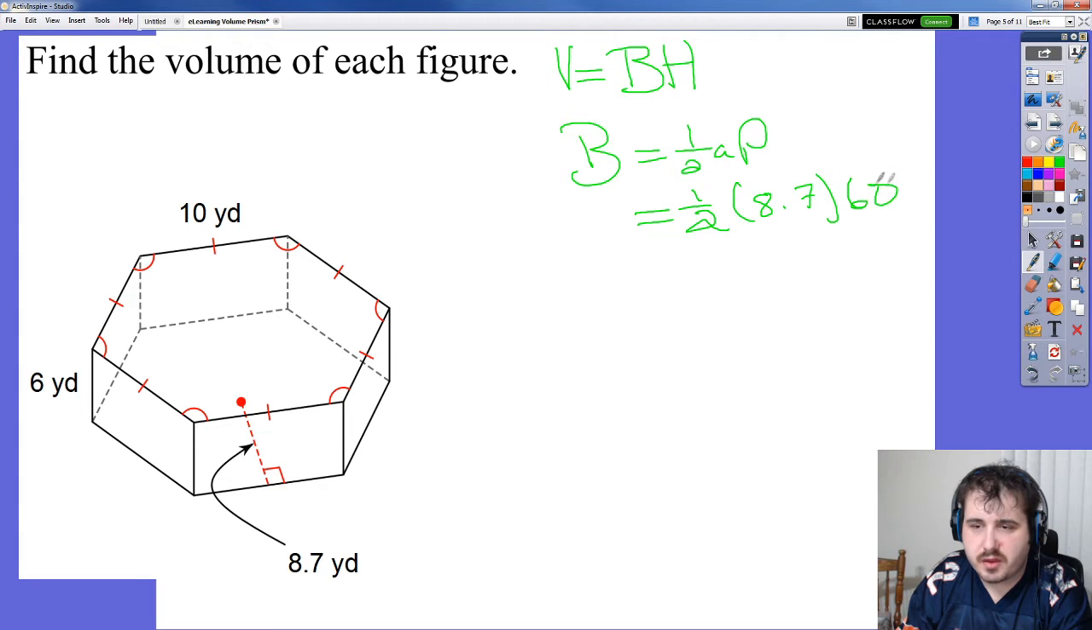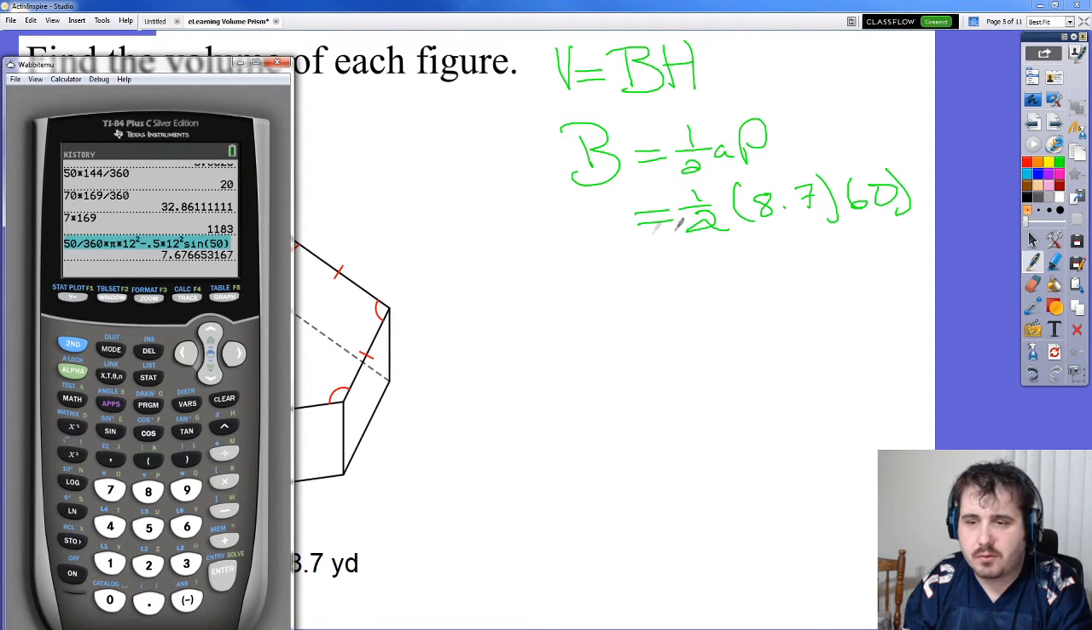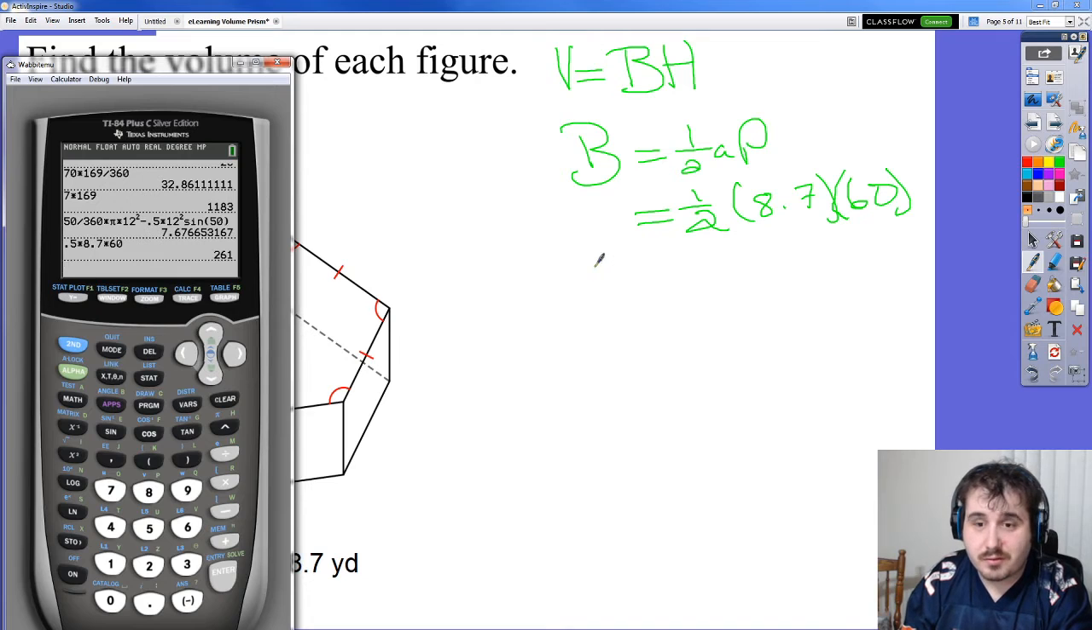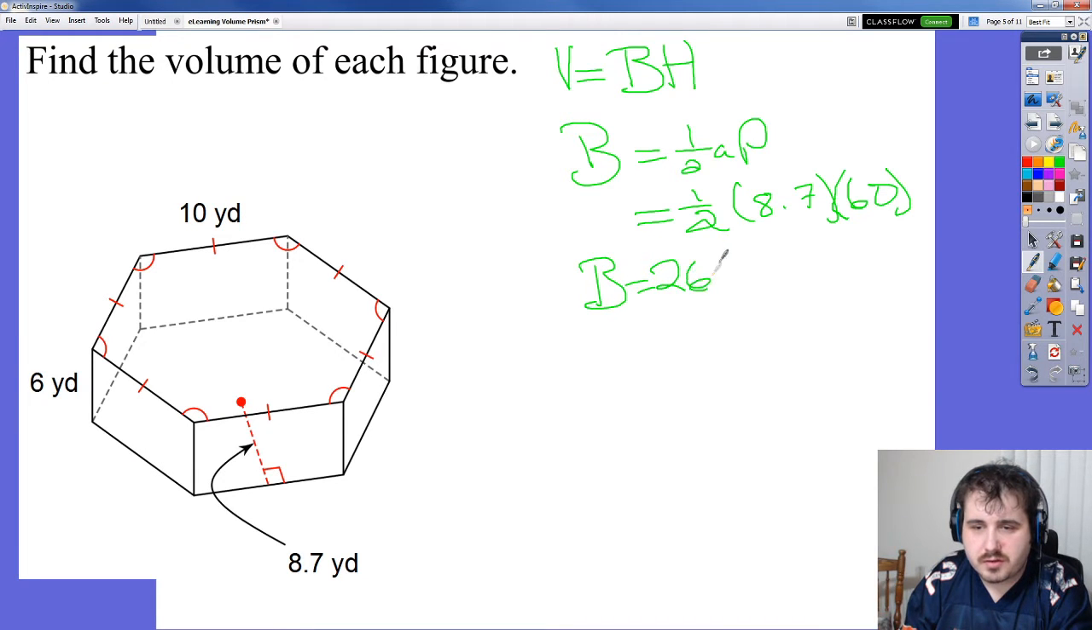8.7 times 60. That sounds like 261, but I'm going to double check that with a calculator. So we've got 1/2 times 8.7 times 60, 1/2 times the apothem times the perimeter, and I was right. Hey, 261. So our base area is 261. Our height is just, we read it off there, that's 6.